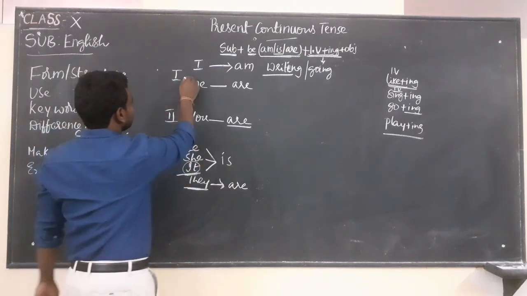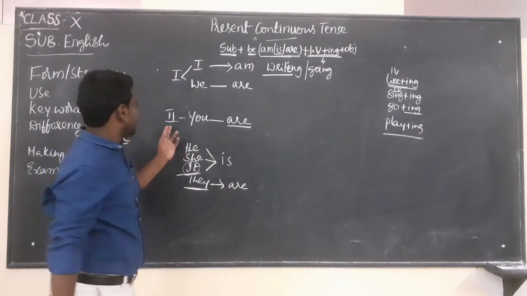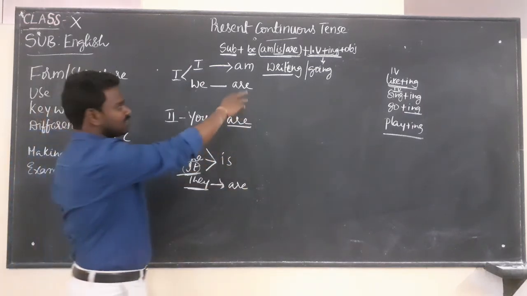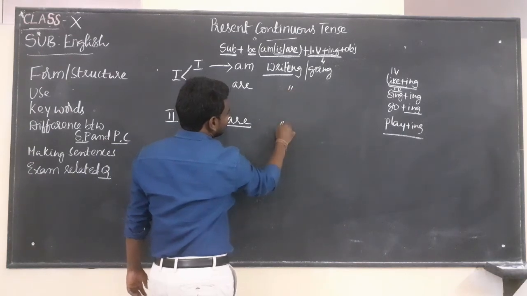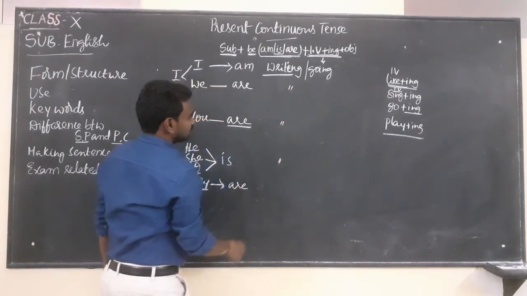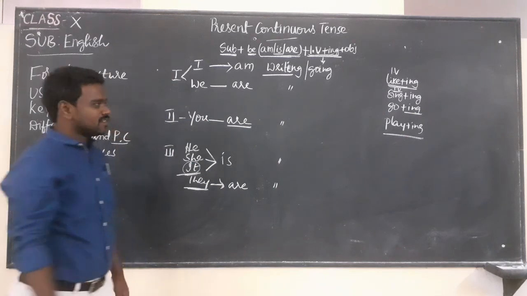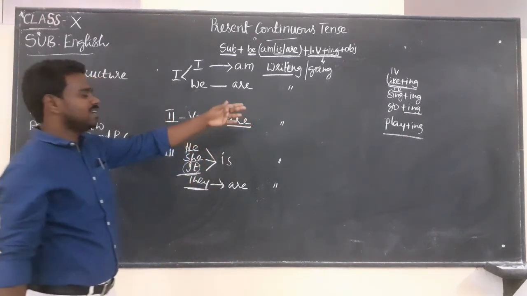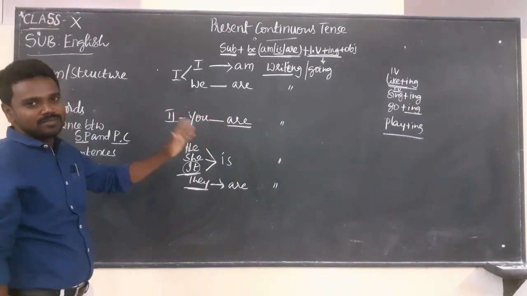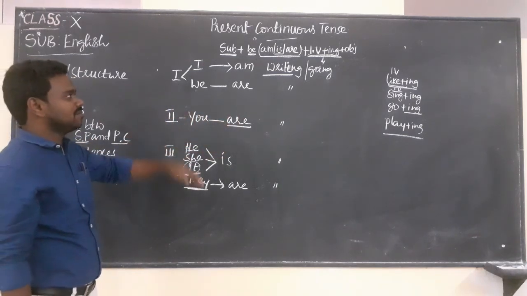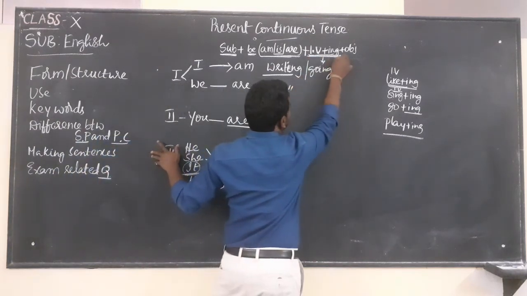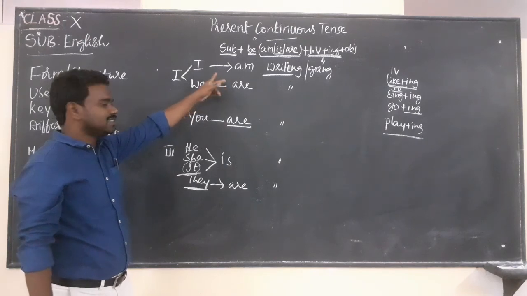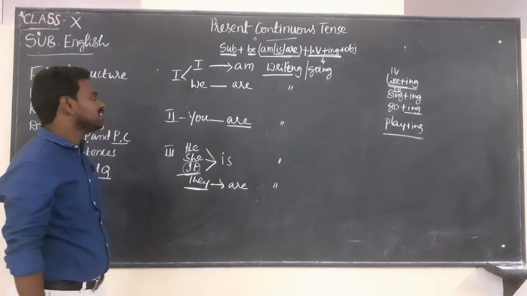Now let us see: the first person subject is I, we; second person you; third person he, she, it, and they. I have given the verbs also: writing, going, playing, singing. You can use any other verb in ing form. To the base form or first form of a verb, we add ing. So am always goes with I in present continuous tense.